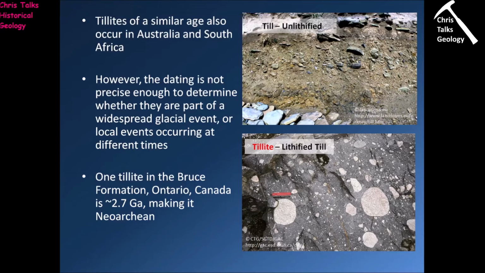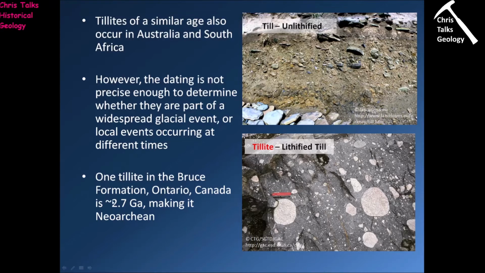which would help us work out their approximate age. If we look at the pictures here, this is an example of a modern till deposit. You can see it is very mud rich, with lots of clasts ranging in size from small ones all the way up to quite large boulder sized clasts. And this is the result of the lithification of this type of sediment. So this is a tillite, and once again we have a very fine grained mud rich matrix which is enclosing quite large clasts.